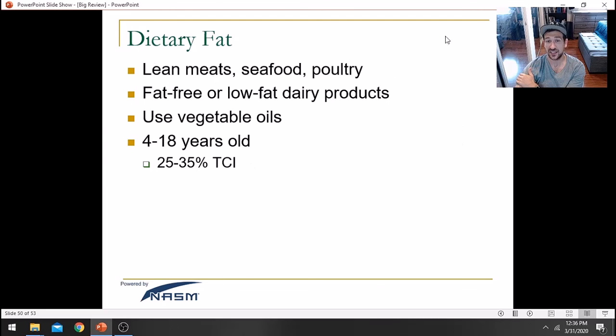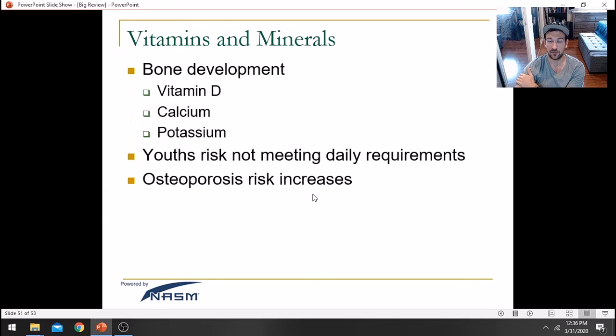We've also got dietary fat. That's our third macronutrient here. Generally, you're going to focus on leaner meats, and seafood is a good source of fat, but also healthy oils, right? Fat-free or low-fat dairy products, or the use of vegetable or olive oils and things like that. Avocado oil is a really good one. And generally, your intake is going to be anywhere from 25 to 35% of your total intake.